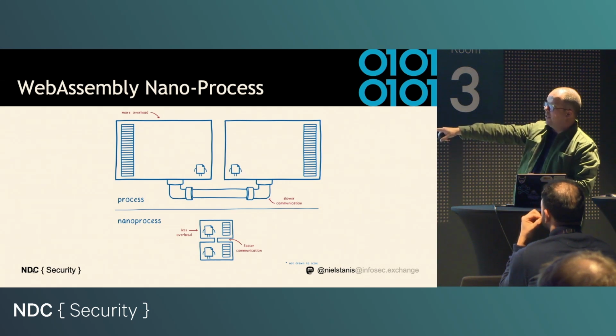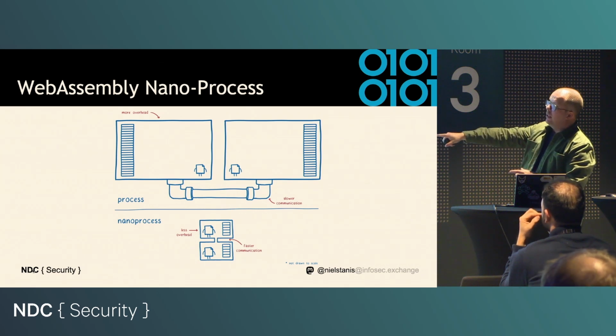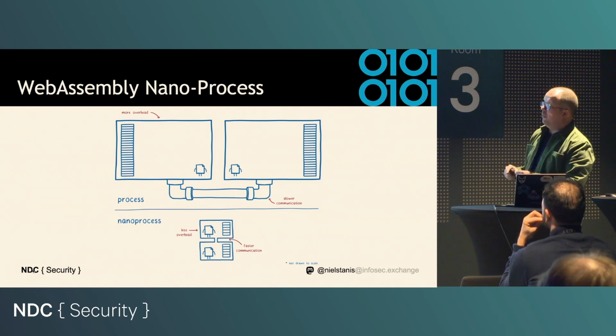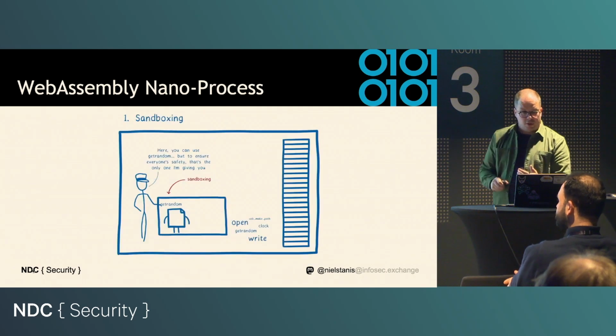And the one at the bottom, there's like something called WebAssembly nano-process. And that's the next thing we're going to talk about. So it's much more minimal. Each module has its own memory in order to execute. So what can we do to be more successful in this?